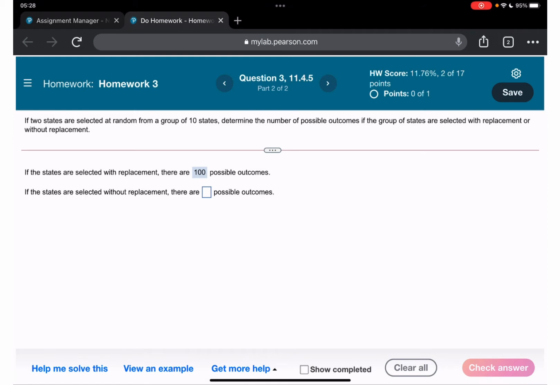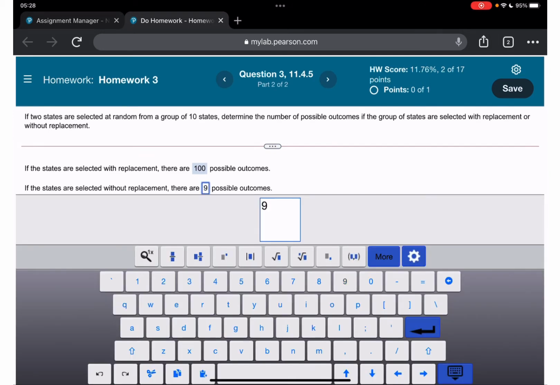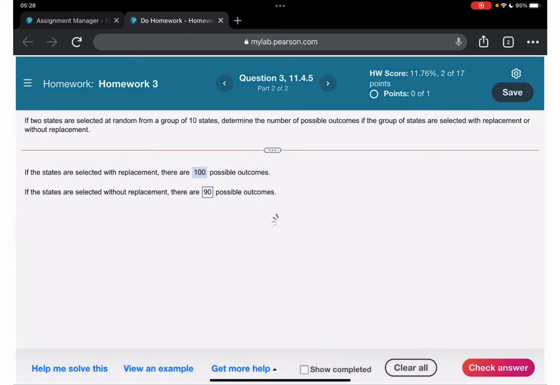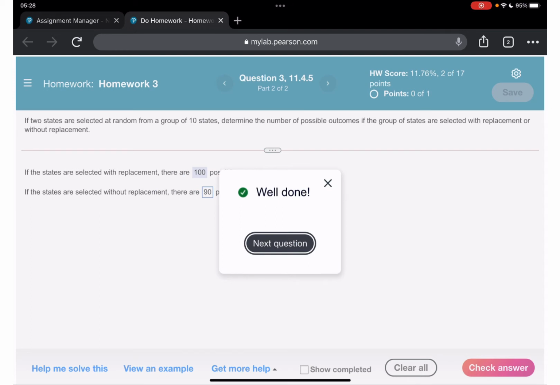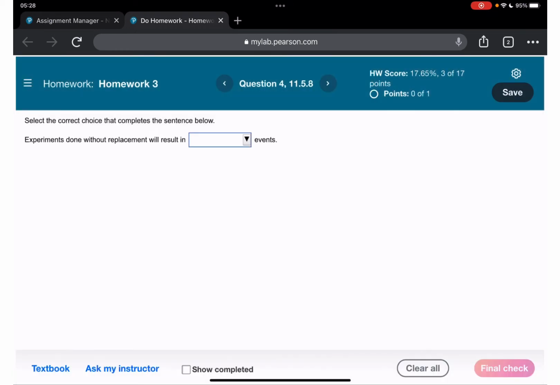Nice work. Next one, if the states are selected without replacement. Okay, one group is 10 states, so you chose one. For the other group, we have 9 states left, right? So this time we do 10 times 9, which is going to be 90 possible outcomes. Okay. Moving to next question, number 4.